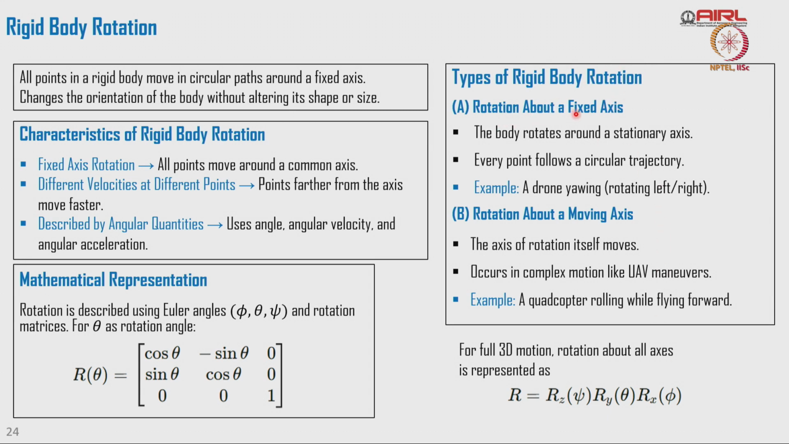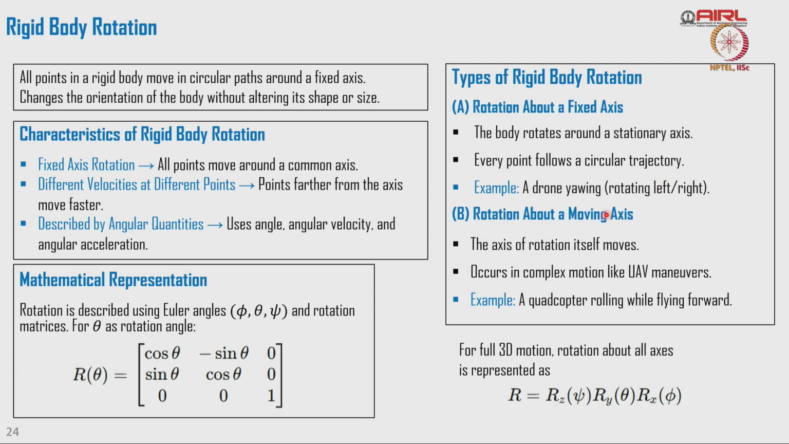One is rotation about a fixed axis. The body rotates around a stationary axis, and every point here follows a circular trajectory. For example, a drone yawing, right. You hover the drone about a z axis, the drone starts rotating, and that is a yaw. It can rotate left or rotate right, right.